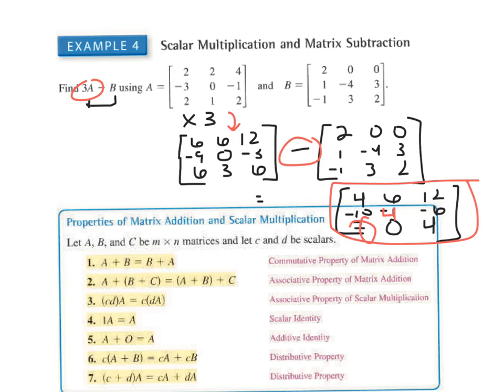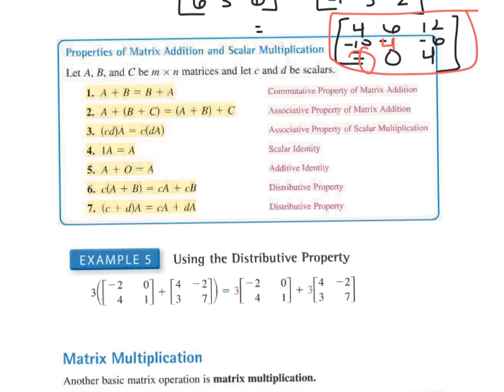Okay, so what that will look like is what we're going to do for the next part. So just a heads up about some of these rules. Addition is commutative, which means that if I do two matrices added together, if you flip-flop them and add them, it's the same thing.